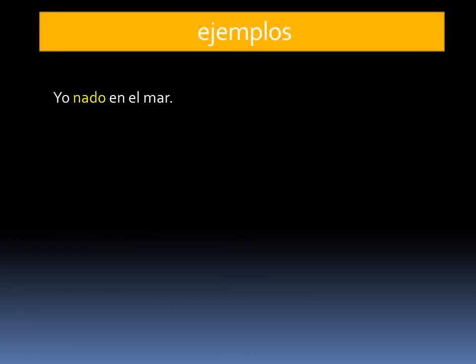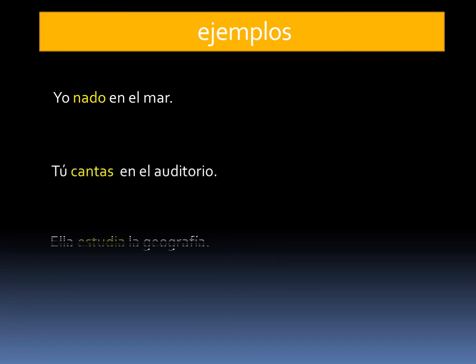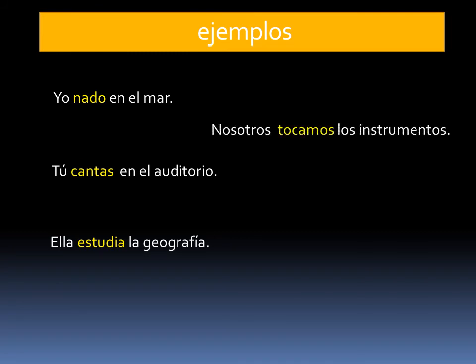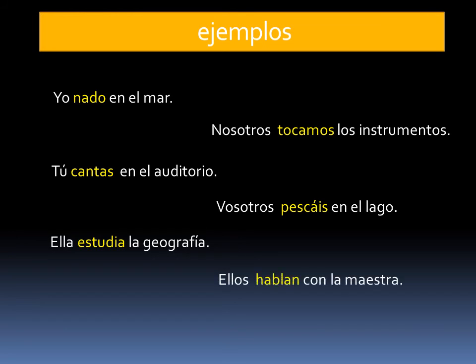So let's do some examples. First one, I swim or am swimming in the ocean. Notice the next one, we could put a name with it if we wanted to. We could say tú, comma, Eduardo are singing in the auditorio. Next one, Aya studying geography. We could actually put a name with that one. All right, you got that? Let's go on to the next ones.